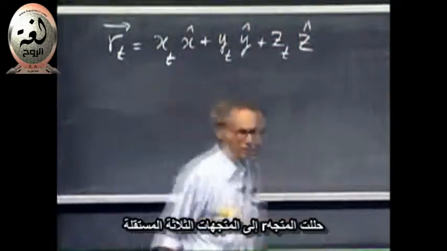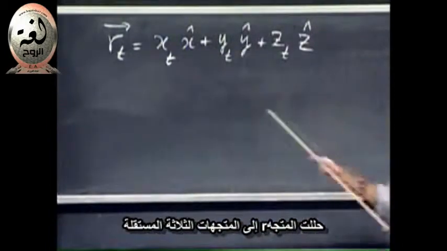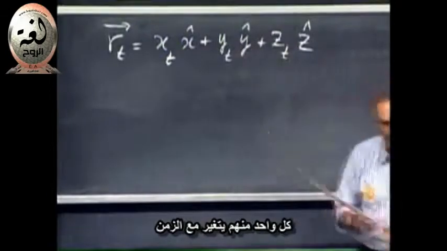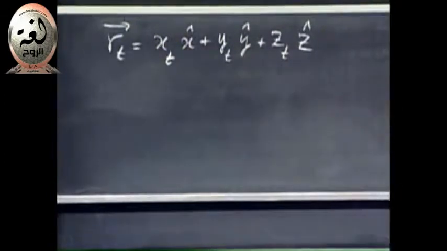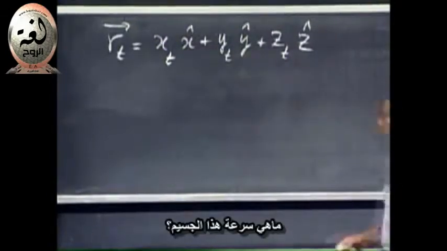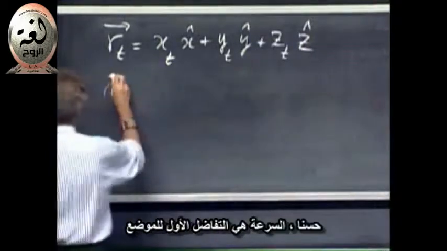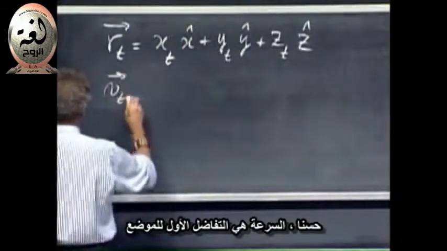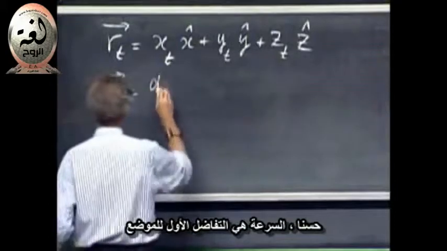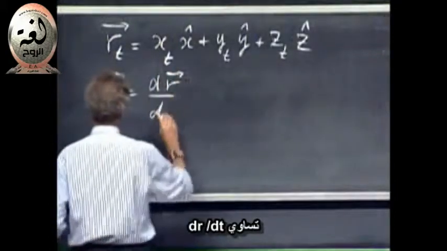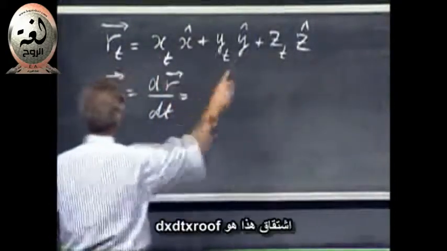I have decomposed my vector R into three independent vectors. Each one of those change with time. What is the velocity of this particle? Well, the velocity is the first derivative of the position. So that is dr dt. So there we go.